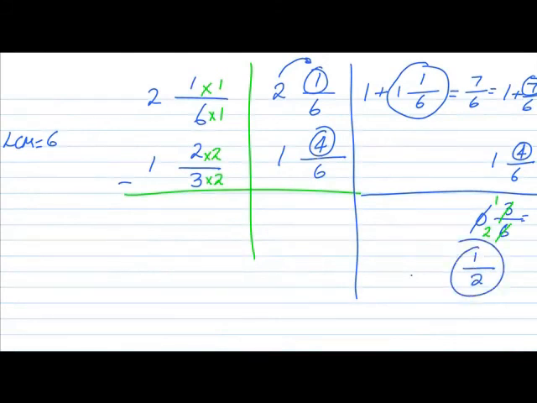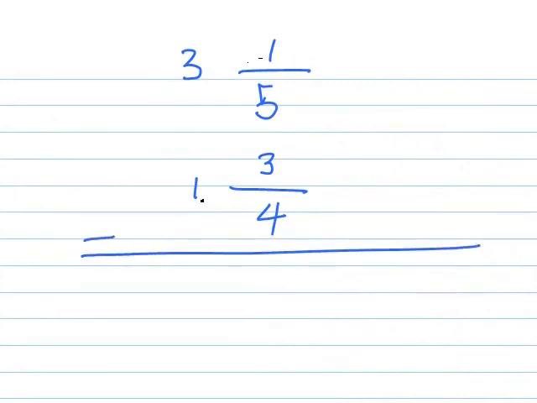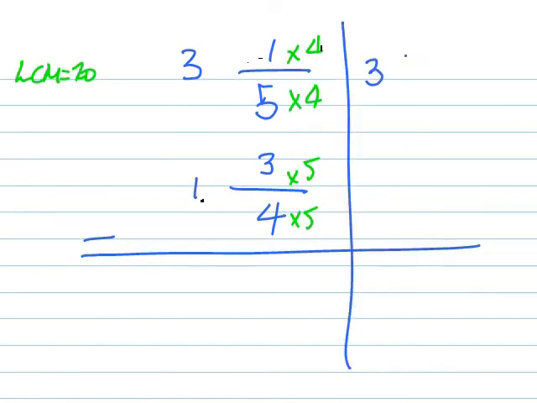Let's do one more example. Let's say I have 3 and 1/5, and I want to subtract 1 and 3/4. Now I have to start with the LCM. The LCM in this case is 20. Multiply top and bottom by 4. Multiply top and bottom by 5. Now you have to rewrite 3 and 4/20, 1 and 15/20.